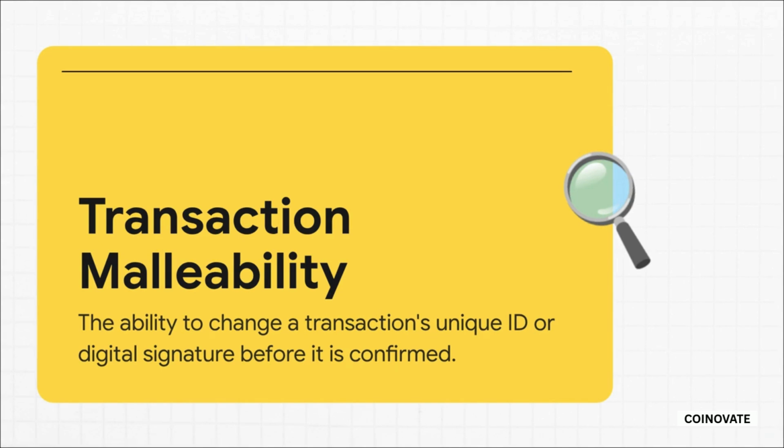Imagine you mail a package, and it has a tracking number. Malleability is like if someone could change that tracking number after you've sent the package, but before it gets delivered. The package still arrives, but your original tracking number now says the delivery failed. You can see how that would create a ton of confusion.